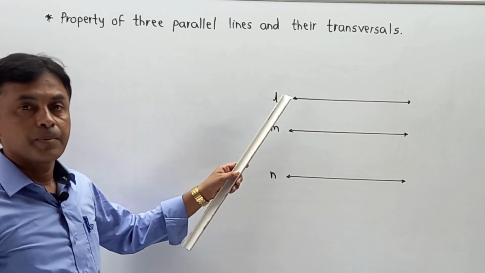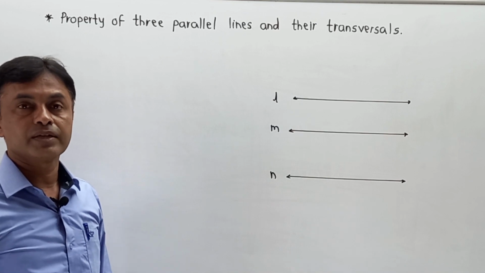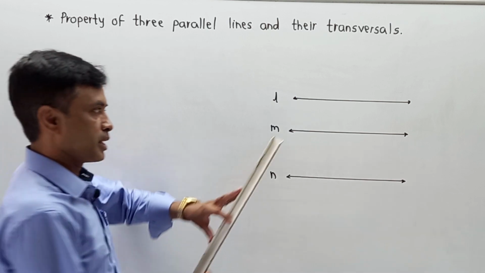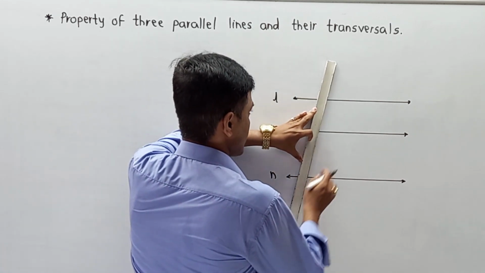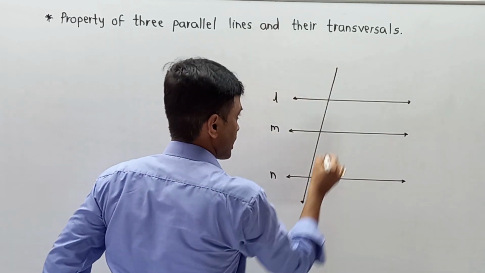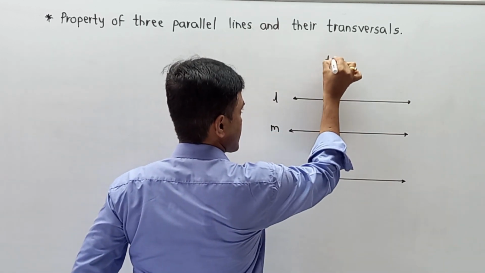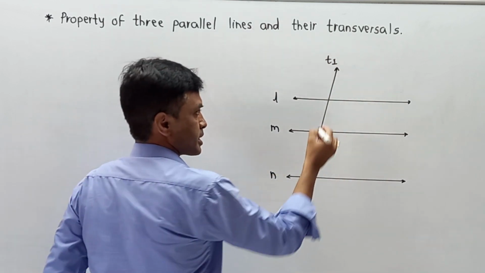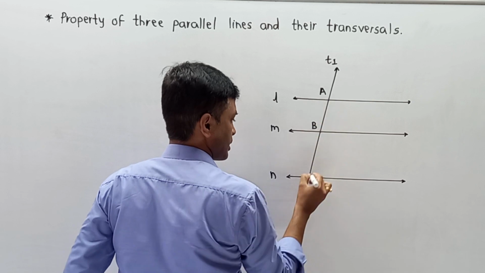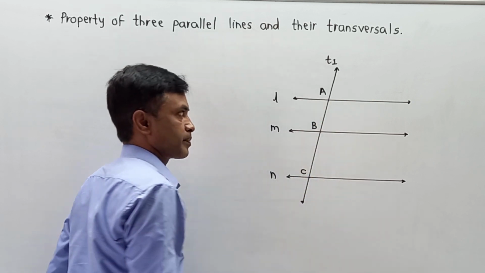Now, the property of three parallel lines is always related with transversals. It means we have to draw two transversals. Let us say for this diagram I have drawn one transversal, and I have given the name of this transversal as T1. It intersects the first line in point A, the second line in B and the third line in C.